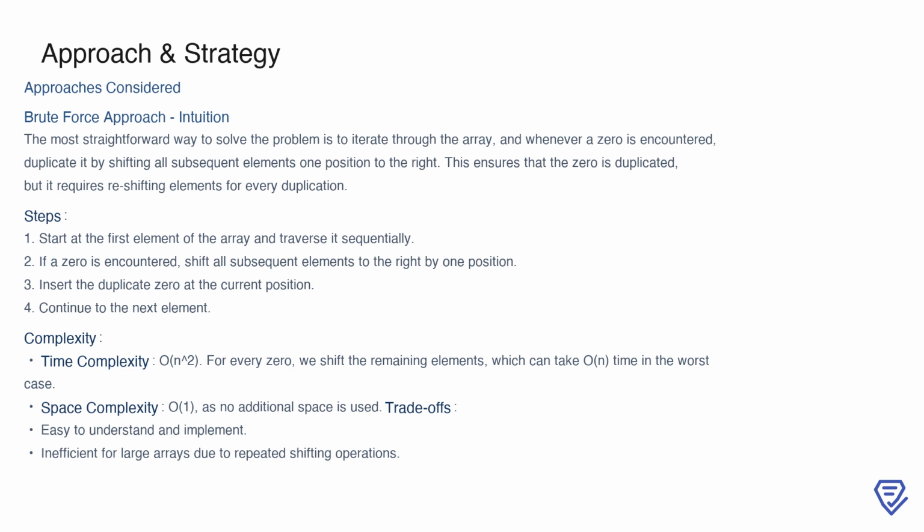While this approach is simple to understand and implement, it requires shifting elements for every 0 encountered. This repeated shifting leads to a time complexity of n squared, since in the worst case, we may shift up to n elements for every 0. On the positive side, it uses no additional memory, so the space complexity remains 1. However, this inefficiency makes it impractical for large arrays and prompts us to consider more optimized solutions.